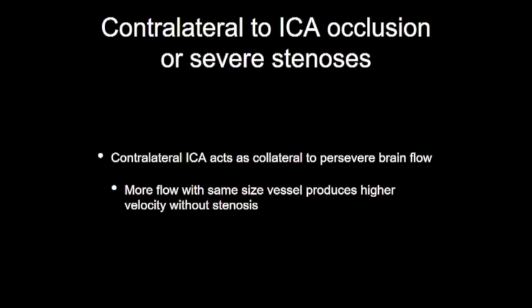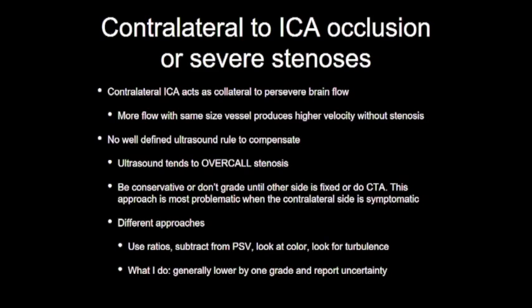Okay, so what everybody knows here is that when you have a high-grade stenosis or an occlusion on one side, the brain gets its flow. It's auto-regulated. It's got to get its flow one way or the other. So if you have a tube and you get more flow through it, the velocity has to be faster through that tube. So contralateral, more flow in the same size vessel produces increased velocity.